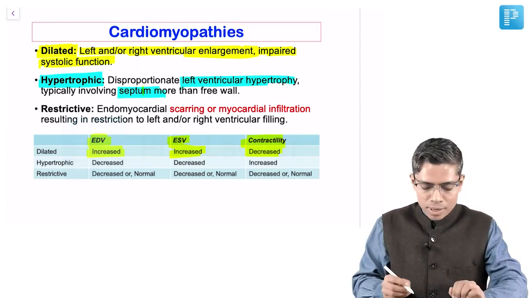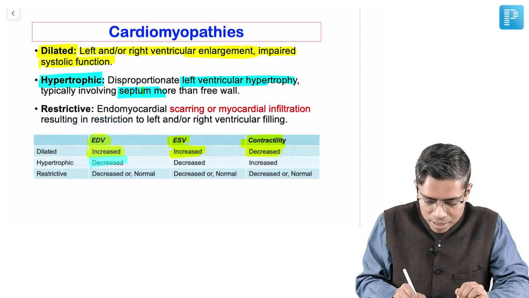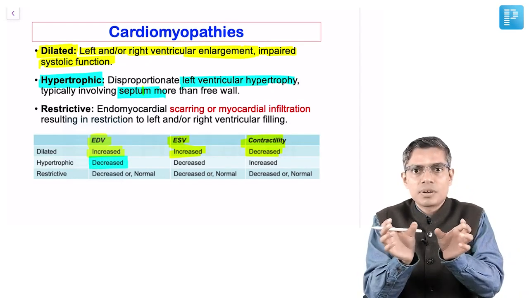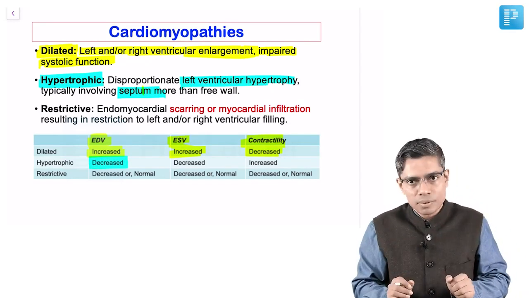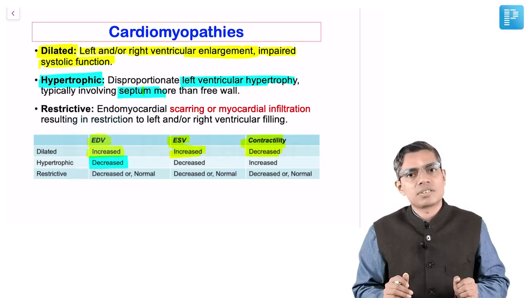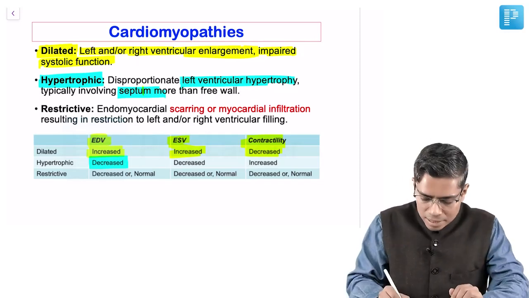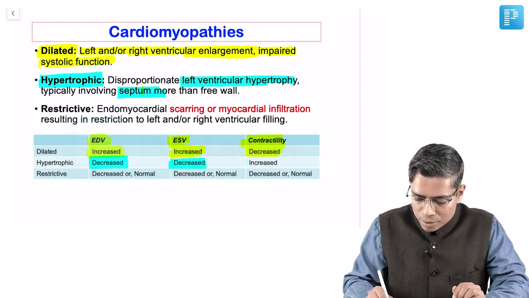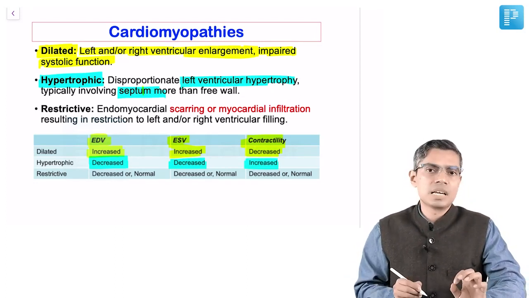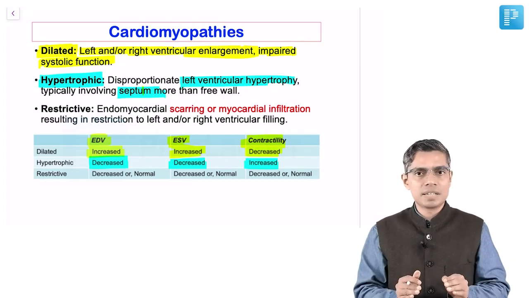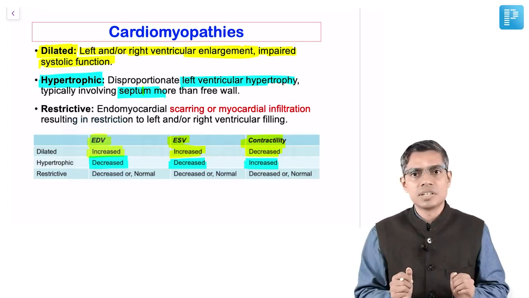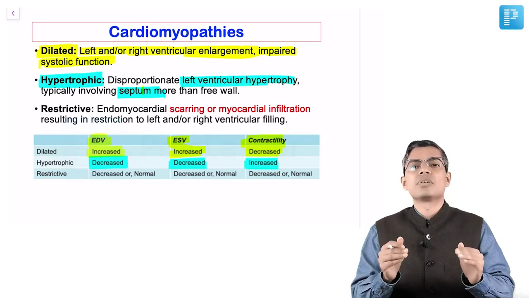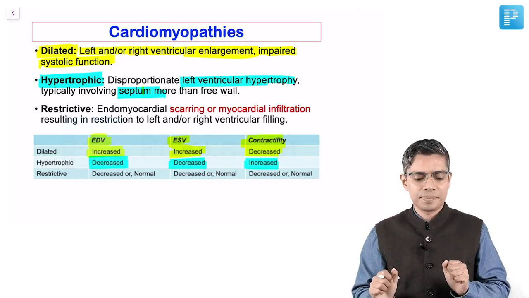But again, what is the problem? Your end diastolic volume will decrease because of the hypertrophy, which is reducing the chamber volume. So decrease in end diastolic volume, right? End systolic volume will also decrease, right? And what will happen to contractility? Obviously, because of this hypertrophy, the contractility will increase. But because the chamber cavity is reduced, the end diastolic volume will reduce to a very severe level.